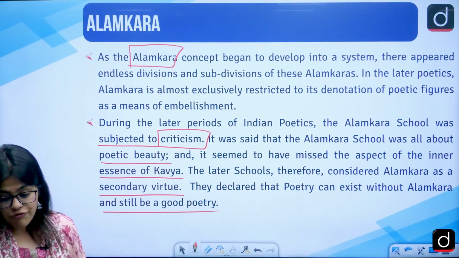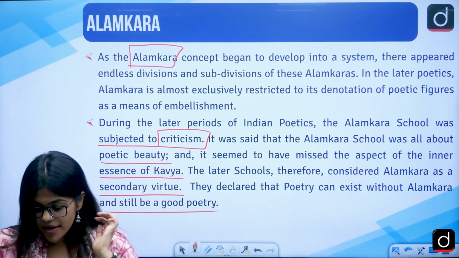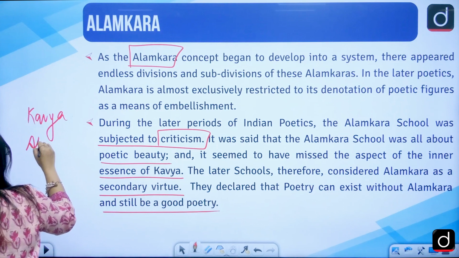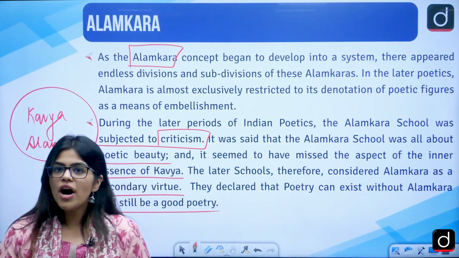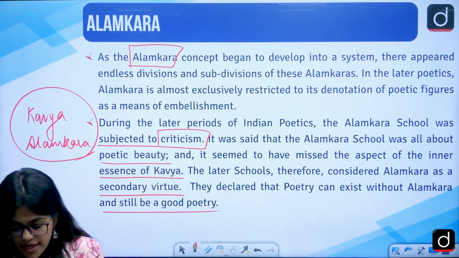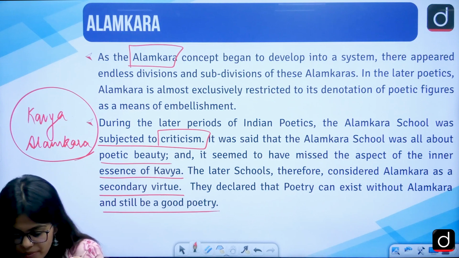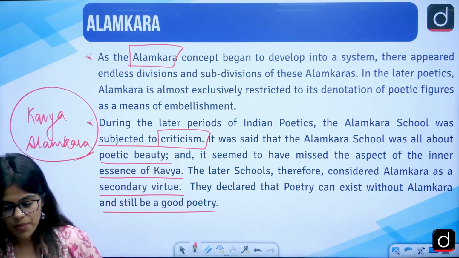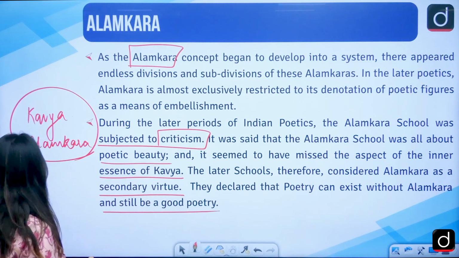Now it is Bhamaha who first started talking about Alamkara. Bhamaha started talking about Alamkara in his Kavya Alamkara, where he talked about the concept of Alamkara for the first time. There are many other critics who talked about Alamkara as well, like Dandin, and we have Vamana, and we have Rudrata as well. So they also talked about it, right? They have talked about different categories and subcategories of Alamkara as well. And many critics have said that they are not as useful and you can do away with them.